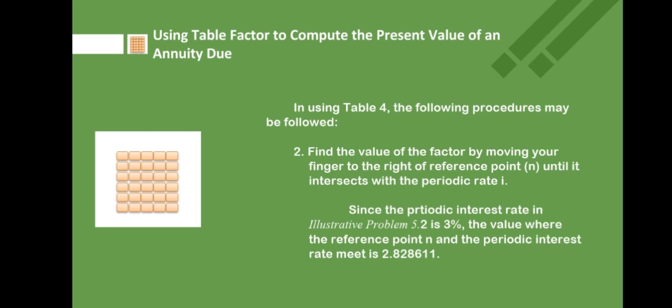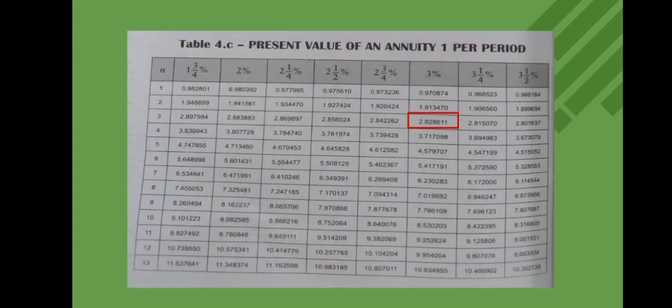Second, find the value of the factor by moving your finger to the right of reference point N until it intersects with the periodic rate I. Since the periodic interest rate in illustrative problem 5.2 is 3%, the value where the reference point N and the periodic interest rate meet is 2.828611. So this is how we get the value of the factor. Yung nakabox, yan po yung 2.828611.